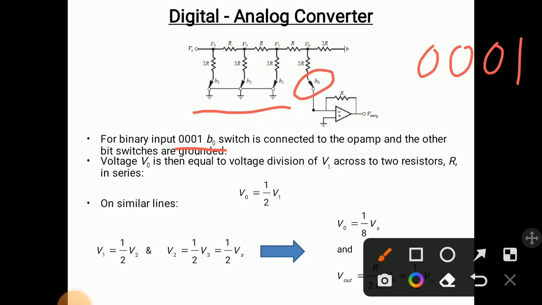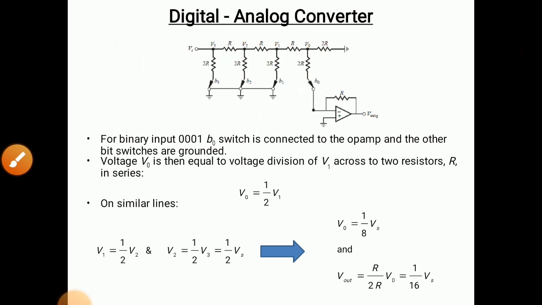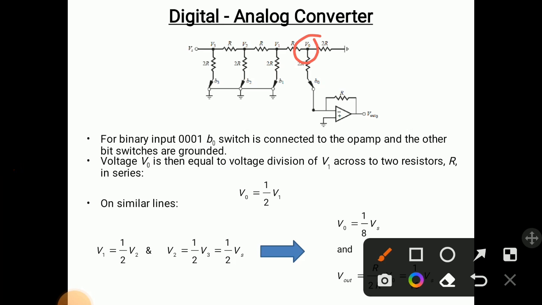So actually this circuit acts as a voltage divider circuit. You can check here V0 is written, here V1, V2 and V3, and here it is Vs. Every node acts as a voltage divider circuit. That's why V0 is half of V1, meaning whatever input is coming to it is divided here. So V0 is half of V1.